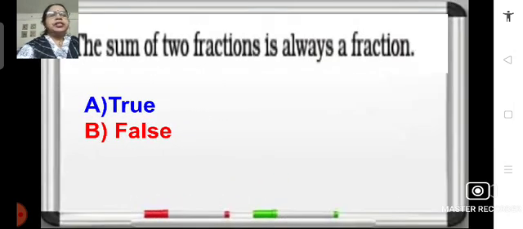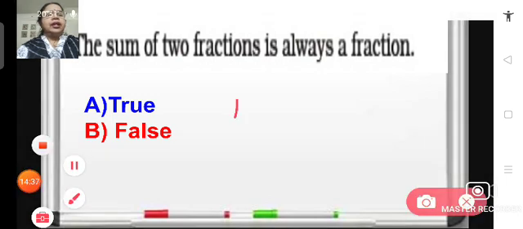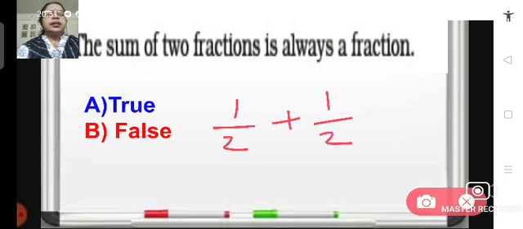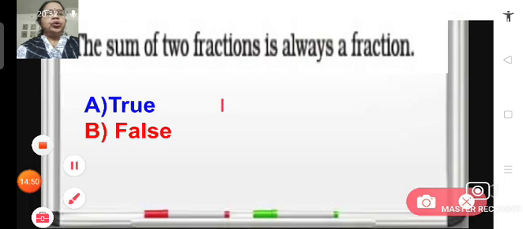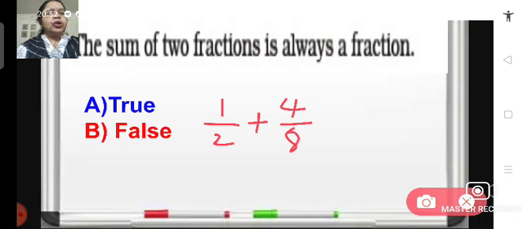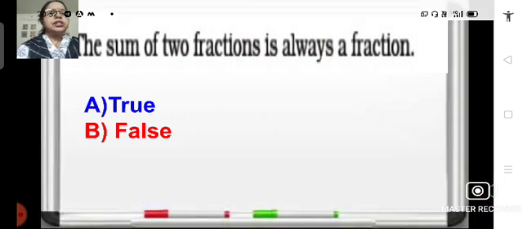Now, sum of two fractions is always a fraction. Is it true? No, it is not true. For example, if we take two fractions like 1 upon 2 plus 1 upon 2, isn't it? Or if we add two fractions like 1 upon 2 and 4 upon 8, isn't it? So what do we get? We get 8 upon 8 when we solve this, which is equal to 1. So sum of two fractions is not always a fraction. It is a false statement.